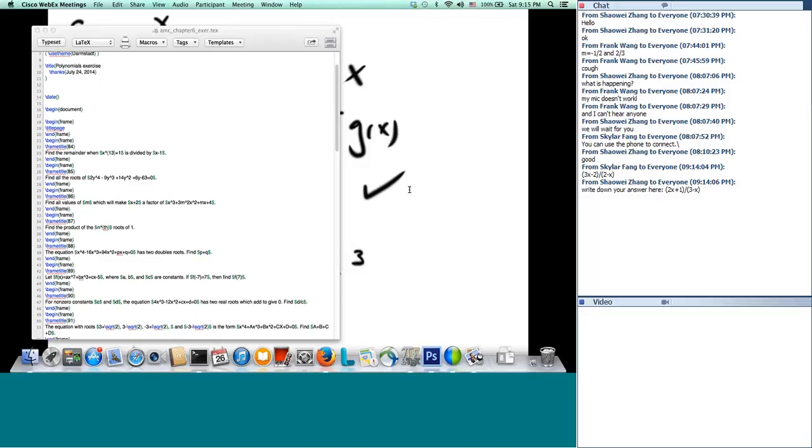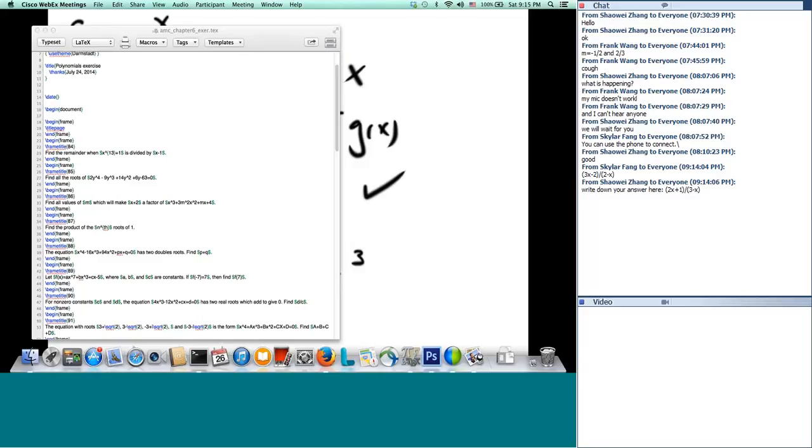Wait, what's the denominator of William's? You cannot see it? No. Can you see it now? You should be able to see my screen. We only see the LaTeX. Oh, see LaTeX. What happened? Wait, what's the denominator of William's? You see now? Still cannot?